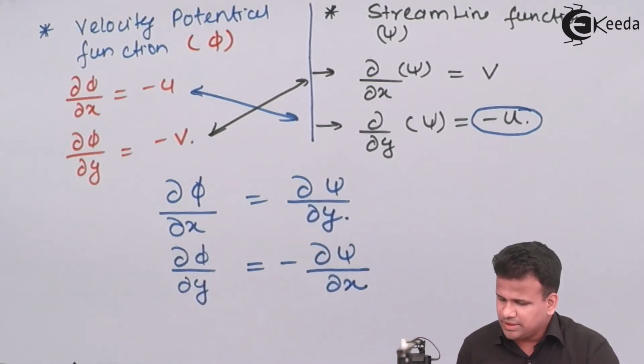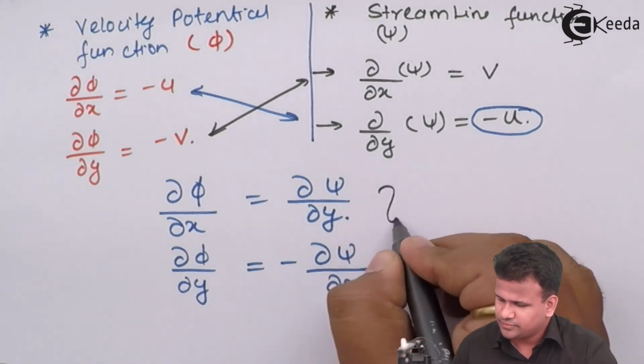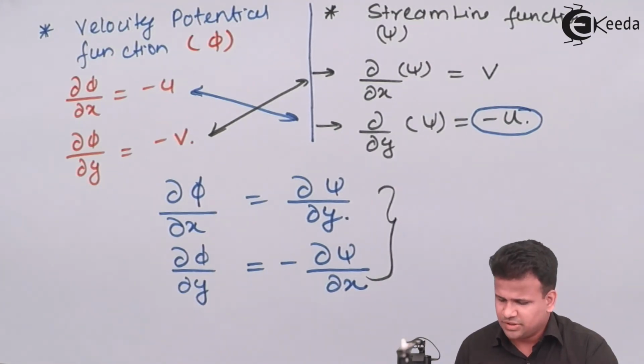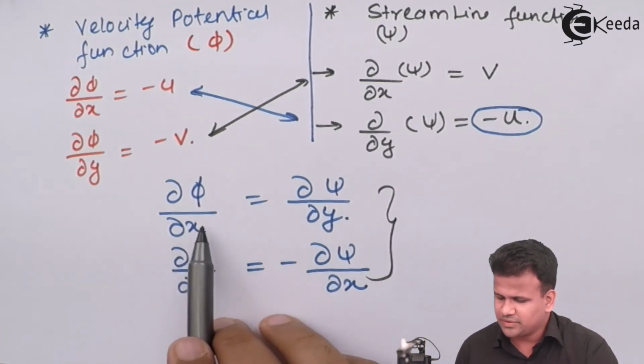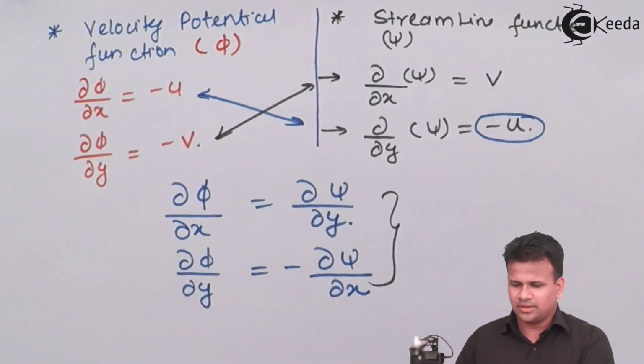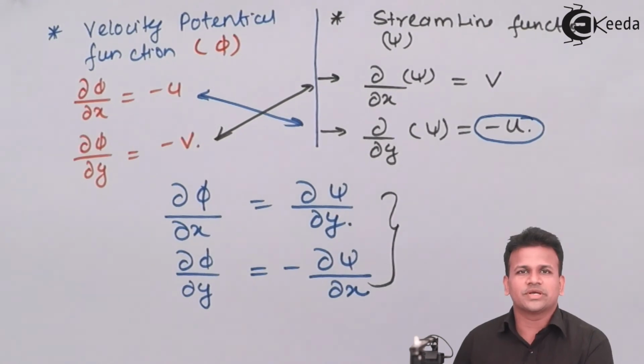Now over here these two equations you have already studied in maths. They are called as Cauchy-Riemann equations. So you differentiate one with respect to x, then it will give you with respect to y. I hope you have understood what is the relationship between velocity potential function and streamline function.